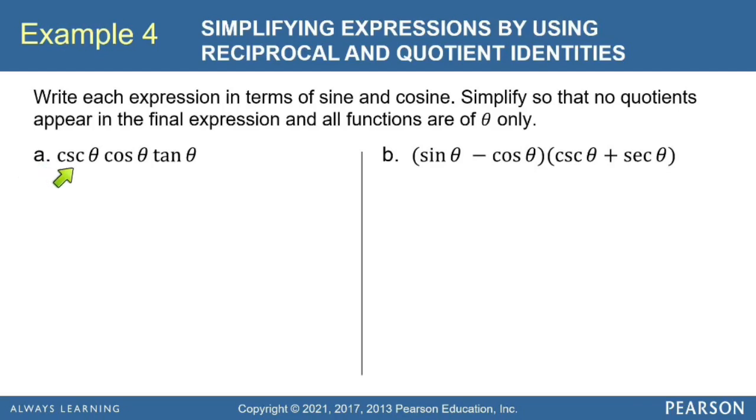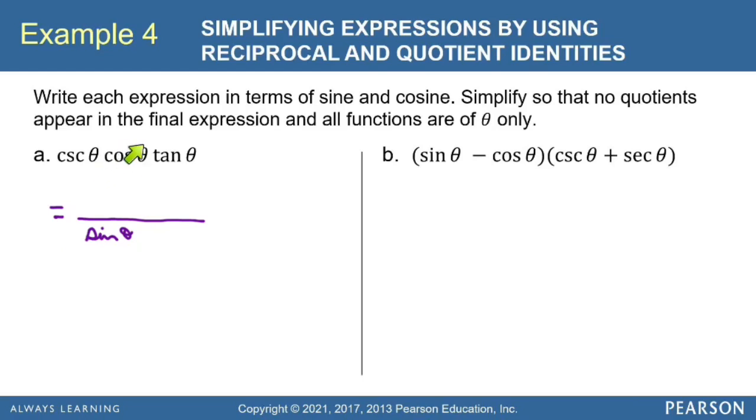So in part A, we have cosecant of theta times cosine of theta times tangent of theta. And I say that we just take these one at a time and apply the reciprocal or quotient identities as we go. So we know that we're going to end up with a denominator here, so we're going to need a fraction bar. And now let's rewrite cosecant of theta, which is in the top of this fraction, as sine of theta in the bottom of our new fraction.